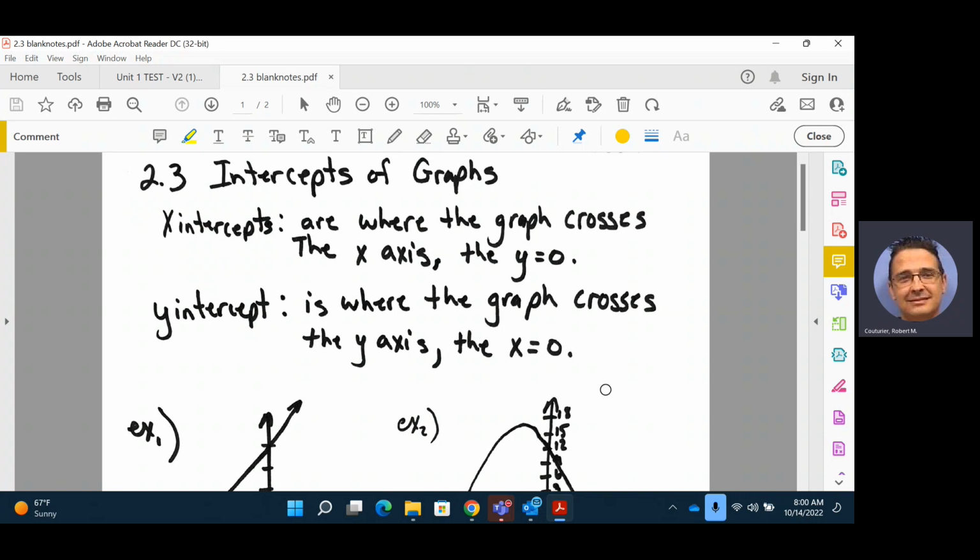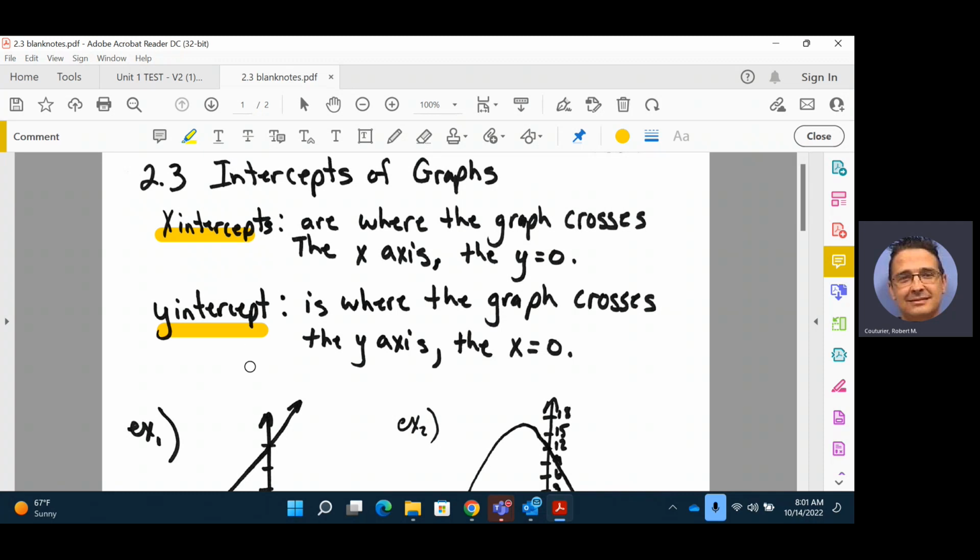We have intercepts. We have x-intercepts. We have y-intercepts, and they're exactly what they say they are. It says x-intercepts are where the graph crosses the x-axis. You want to think of this in terms of an ordered pair, right? It's when your y is 0. So think about that. If you're on the x-axis and you track that, you go to the y-axis, the value of y right there is 0.